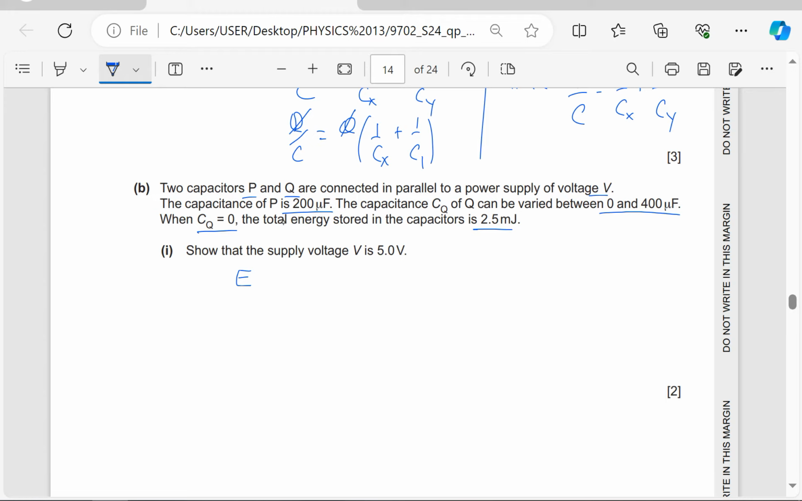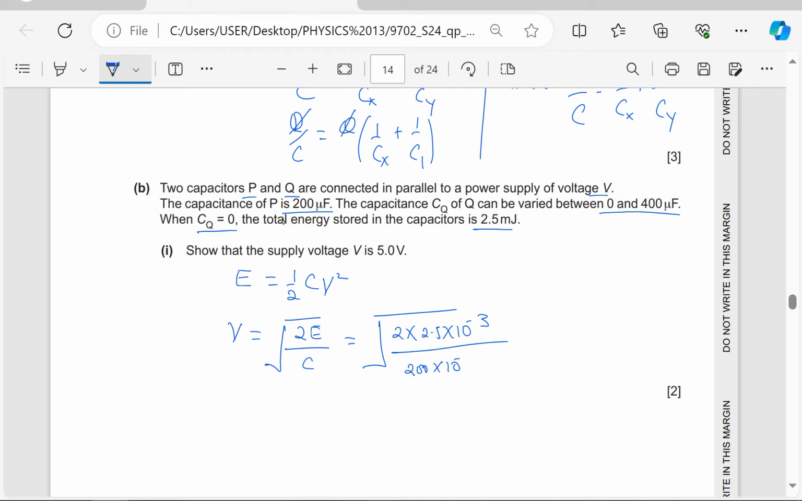So energy is equal to a half times C times V squared. So I want to find V. So V is going to be twice E divided by C under the square root. So I'll just substitute square root of 2 times 2.5 times 10 to the power of minus 3 divided by the capacitance, which is 200 times 10 to the power of minus 6.